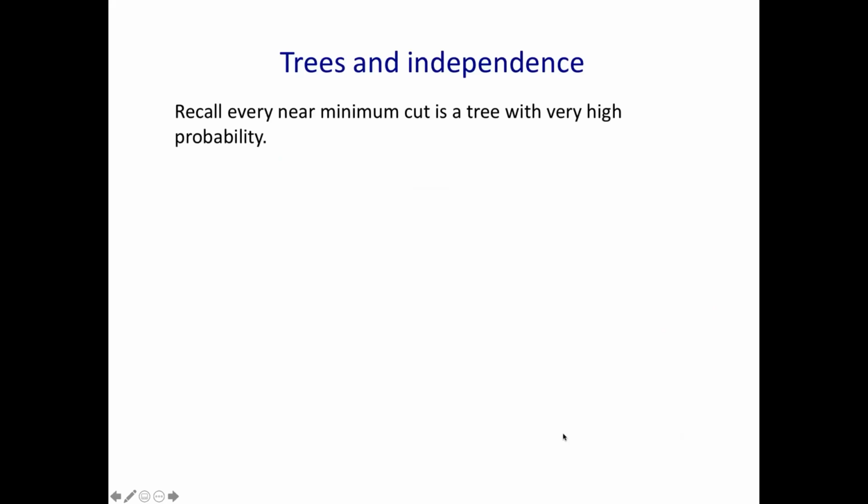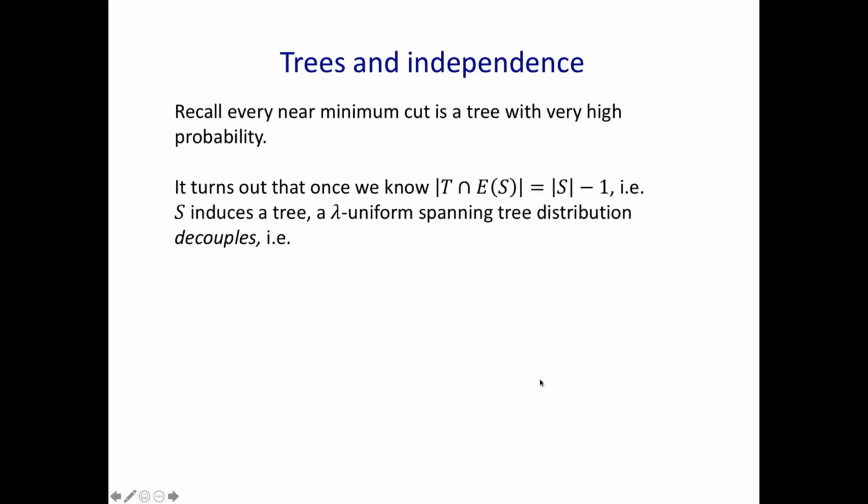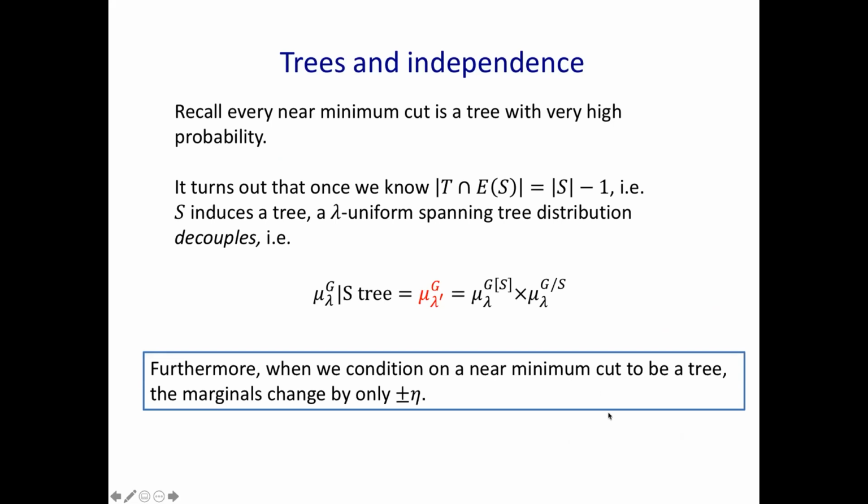So first recall that every near minimum cut is a tree with very high probability, so requiring this is not difficult. And it turns out that if this event occurs, then the distribution decouples into 2 distributions, one lambda uniform distribution inside S and one outside, where the one outside treats S as a contracted vertex. And furthermore, the marginals change by at most eta when we condition on a near minimum cut to be a tree.